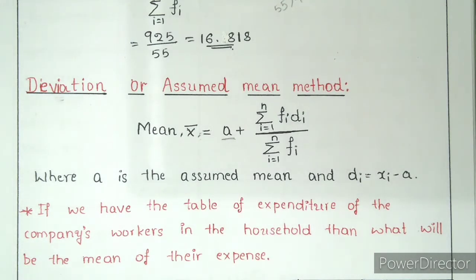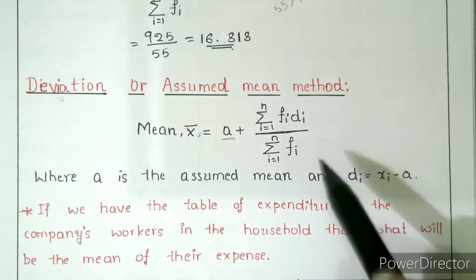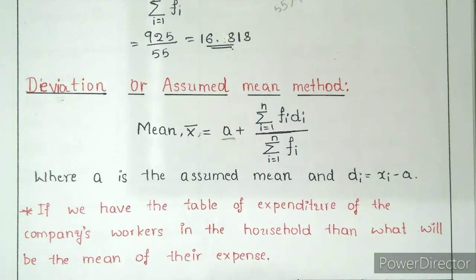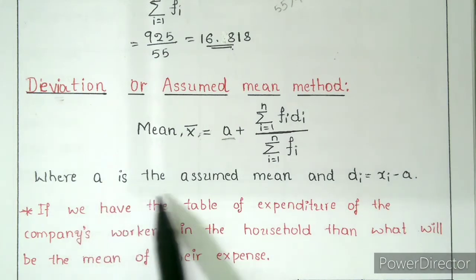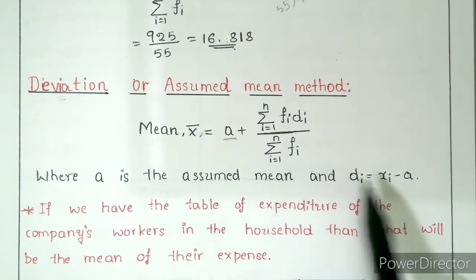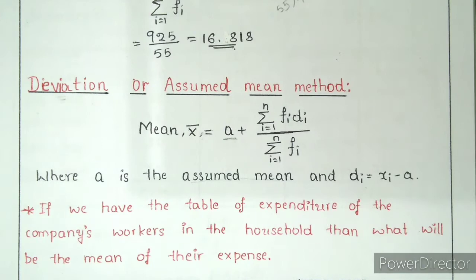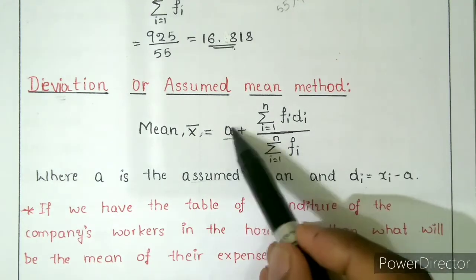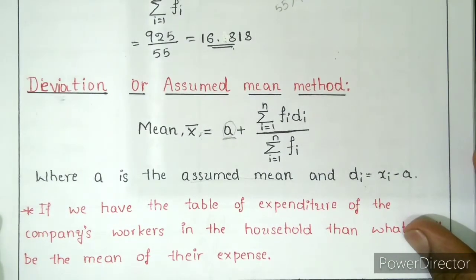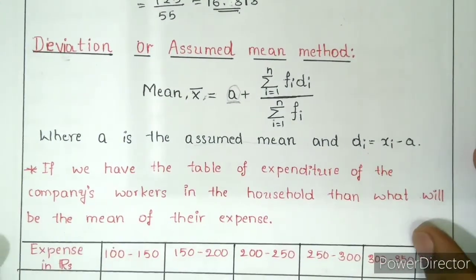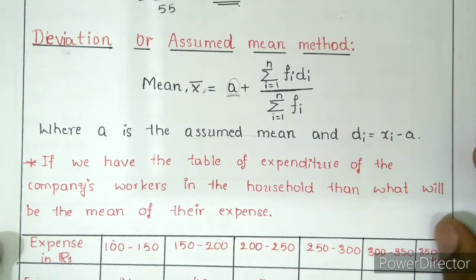So the formula is mean x bar equals a plus summation i equal to 1 to n fi di divided by summation i equal to 1 to n fi, where di equals xi minus a. Here a is the assumed mean, which we have to assume, and di equals xi minus a. The a is different for different problems, and di is also different for different problems. So we have to go through an application of the assumed mean method.